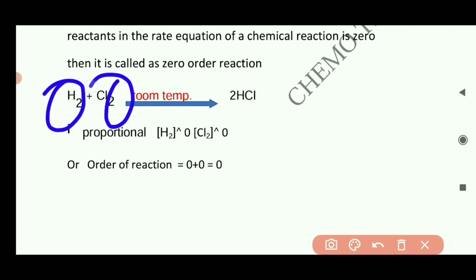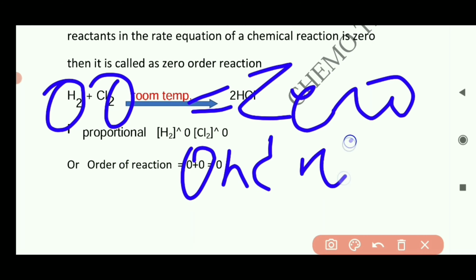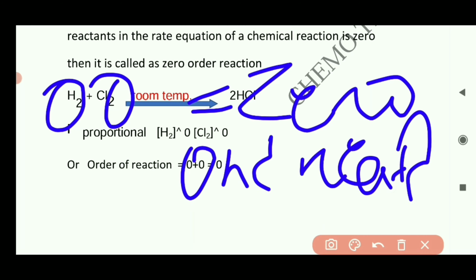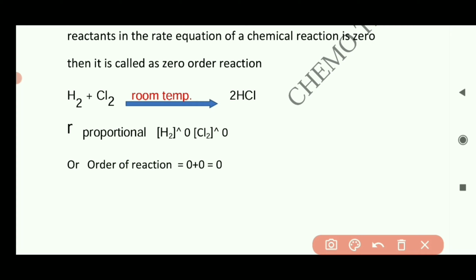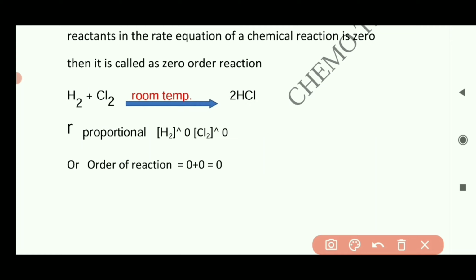So friends, here you will see when H2 and Cl2 combine to form HCl over the surface of water under constant pressure, it is a zero order reaction, because in this type of reaction the concentration of the reactants does not change during the course of a reaction.